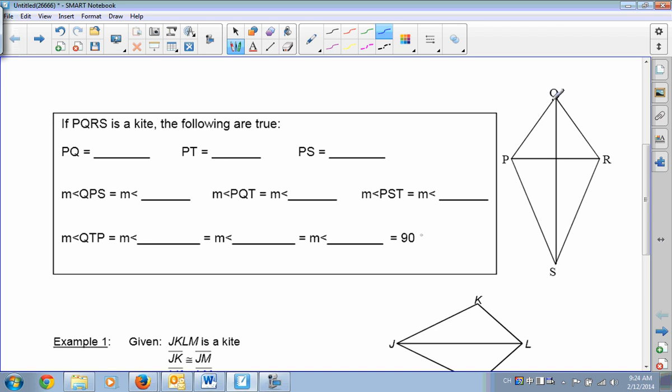PQ's length would be the same length as what other segment? RQ. Very good. Okay, yeah, good question. T is actually supposed to be in the middle. T is that intersection right there. So go ahead and mark that on your kite. Okay, PT, so this guy here, this short little guy, what is that congruent to? RT, good.